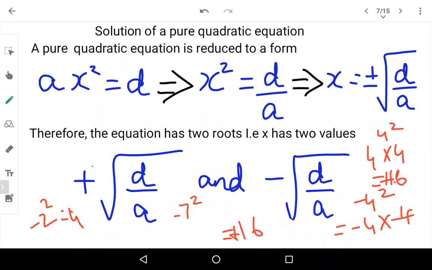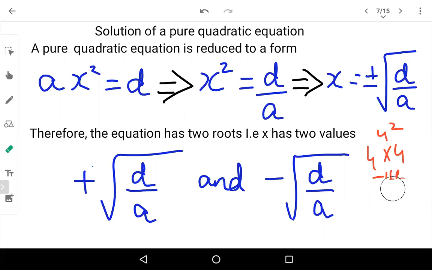Then minus 7 square is plus 49, 7 sevens are 49. Right? So like this, even for minus values, when you take the square, you're going to get the plus answer only. So that is why, when you take a square root, we have now understood the straight way, that is 2 square is equal to 4.